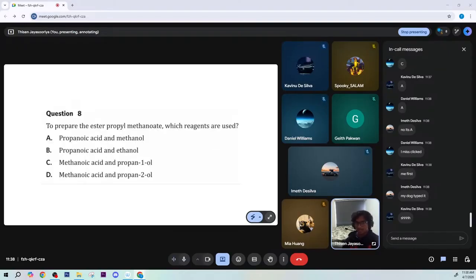So, to prepare the ester propyl methanoate, which reagents are used? Propanoic acid and methanol, propanoic acid and ethanol, methanoic acid and propan-1-ol, or methanoic acid and propan-2-ol. What do you guys think? A, B, C, or D? C, C.